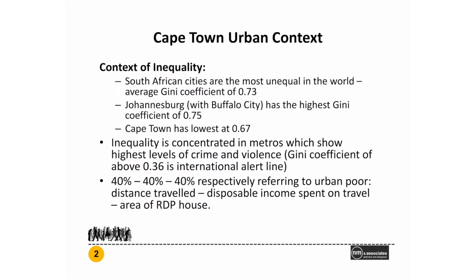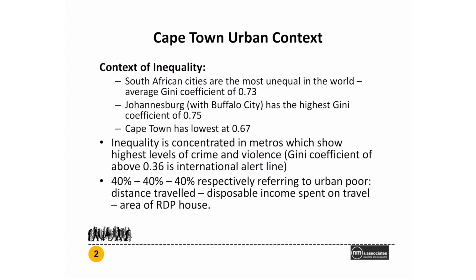So I think the previous speaker addressed the Gini coefficient. It was on one of the slides, but essentially Cape Town, although it has a low Gini coefficient, it's still very high compared to other world cities, and it shows that we have a very high level of inequality in our city. So the context is telling us that inequality is concentrated in the metros in South Africa and in Cape Town in our case.